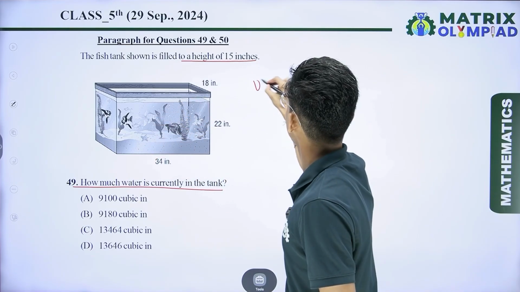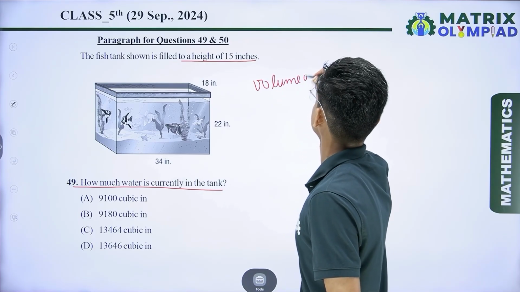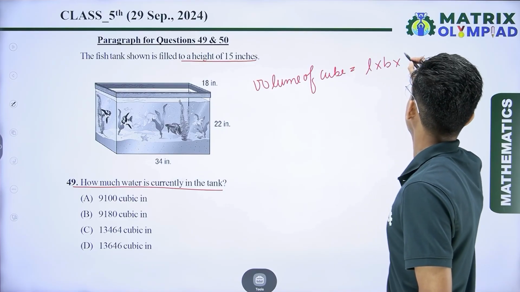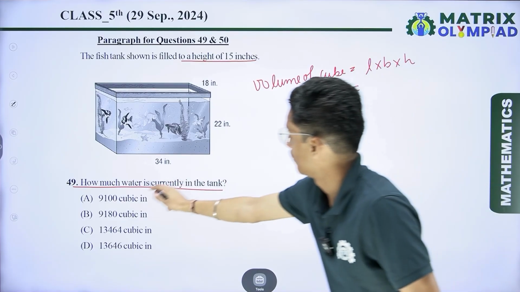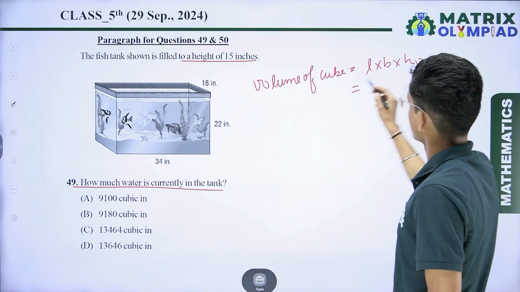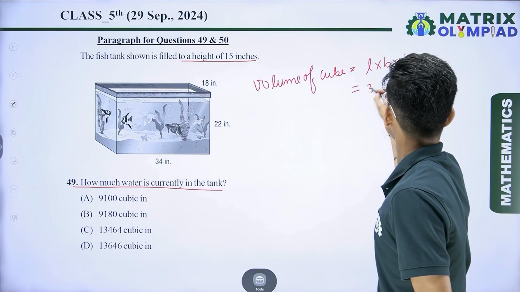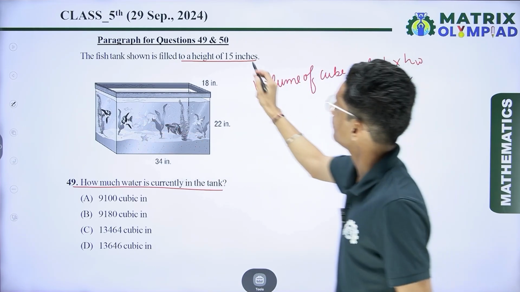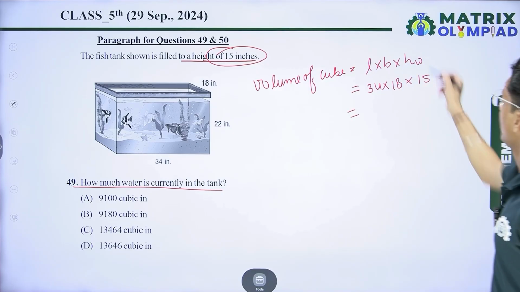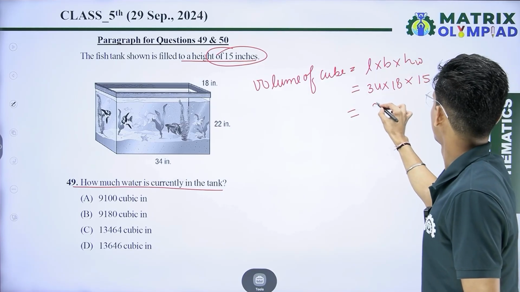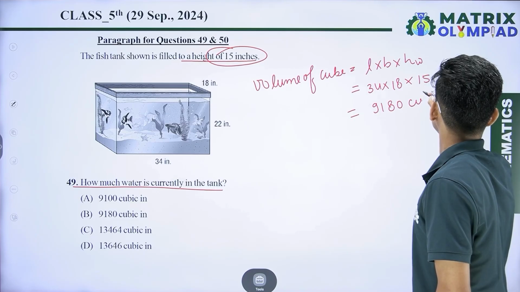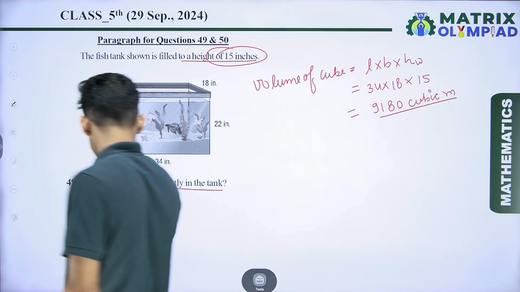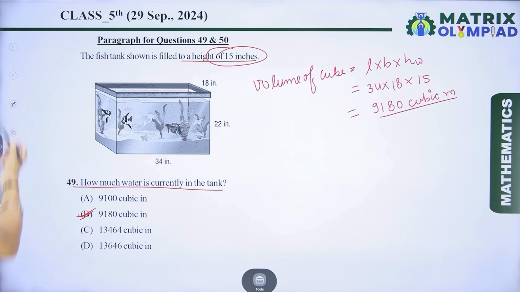So the fish tank is like a cube. So I can say that the volume of the cube is length multiplied by breadth multiplied by height. Here the height we use is for water, so height of water. Length is 34 inch, breadth is 18 inch and height is given as 15 inch. If I multiply all these numbers, I get 9180 cubic inch. So option B is correct over here.